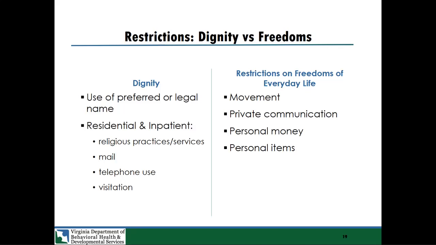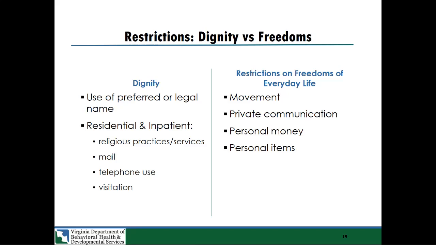So, restrictions to dignity, again, are assured rights, and they are very specific. Restrictions to freedoms of everyday life are more broad. What both of these have in common is they both require specific processes to implement. The dignity section of the regulations, or Section 50, offers procedural context for the implementation of restrictions for the 5 areas listed here on your screen.